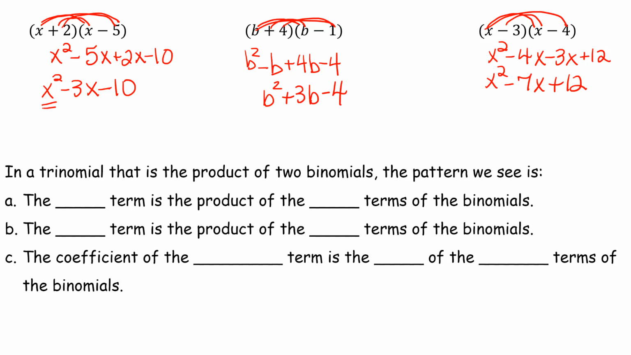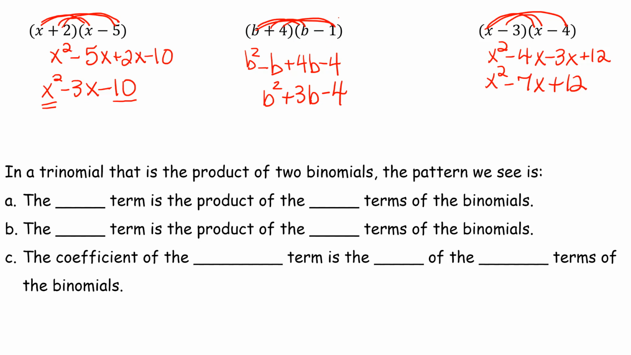All right, the first term in your trinomial is just the product of the first terms in the binomials, x times x. Your last term, the negative 10, is the product of the last terms of the binomial, the positive 2 and the negative 5. The 3x is the sum of the last 2 terms of the binomials, the 2 and the minus 5. So you add them. 2 minus 5 is negative 3. That's what it looks like.